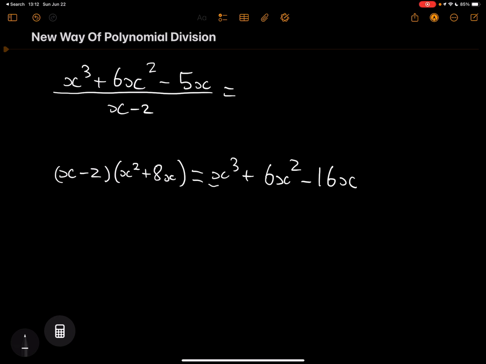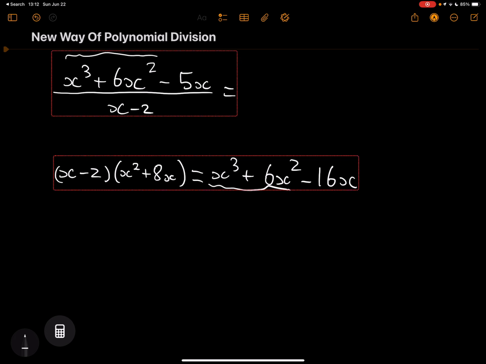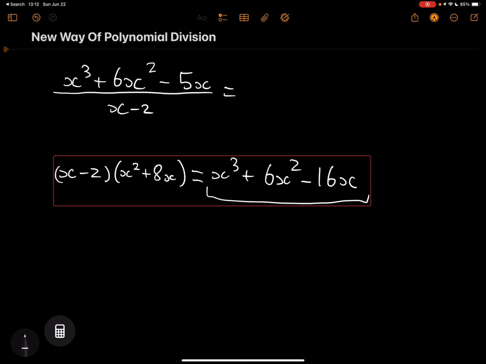As you can see, this is very similar to this. I mean, it's exactly the same, right? So from this, we get this solution. We're going to subtract it from the original numerator, and we get 11x, right? Yep, we do. We get 11x.